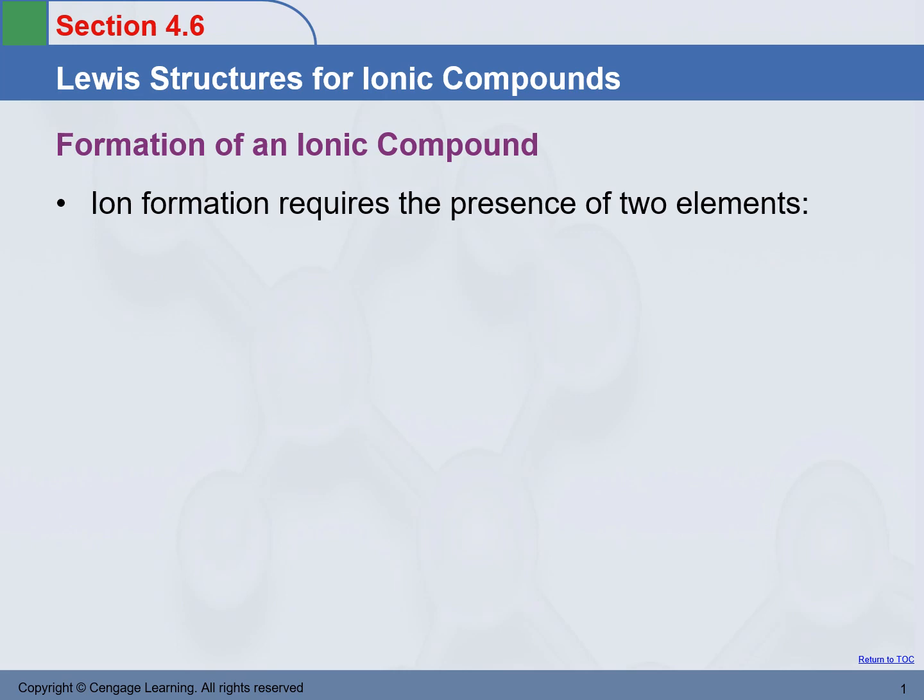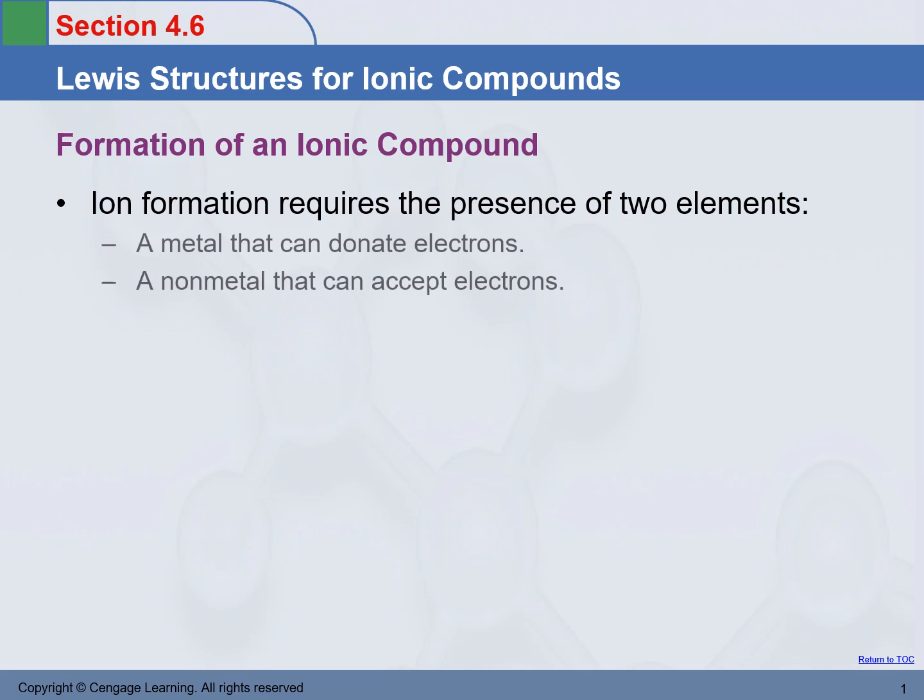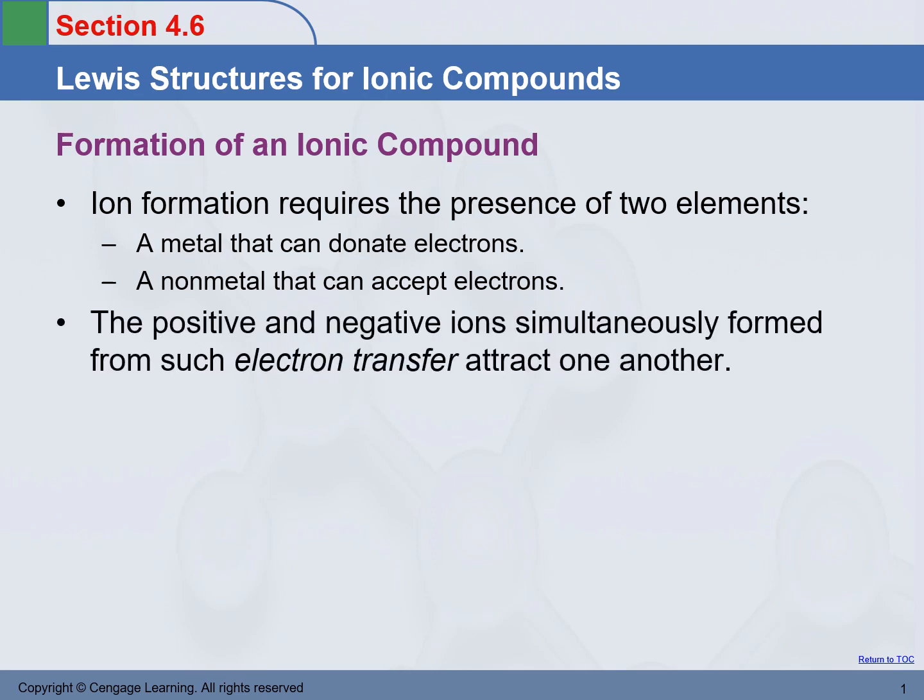To form an ionic compound, usually we need two elements: a metal that will donate electrons, remember, metals are losers, and a nonmetal that can accept electrons. This means electrons will be transferred from a metal atom to a nonmetal atom. Once that happens, the atoms will become ions. They will become positively or negatively charged. The two ions will attract each other.